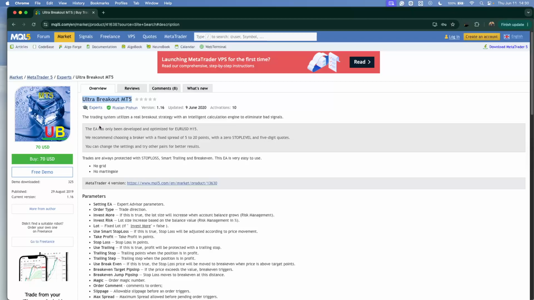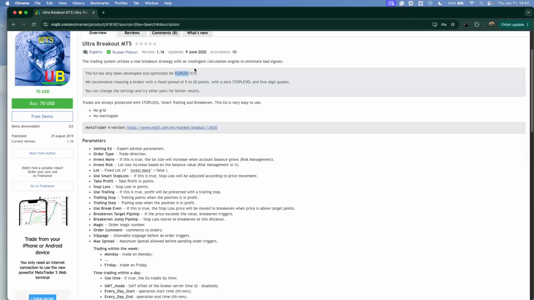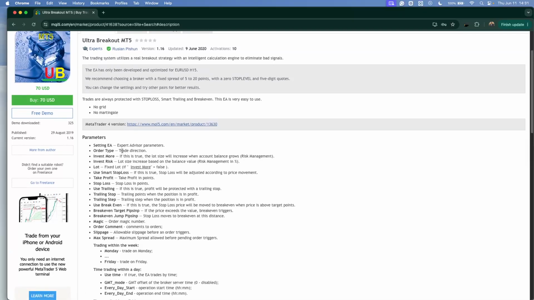Now, without wasting too much of your time, let's get right into the Ultra Breakout expert advisor. It uses a real breakout strategy with an intelligent calculation engine to filter out false signals, and it's developed and optimized for EURUSD on the 15-minute time frame. Though they say you can test it on other pairs, EURUSD is the recommended pair. This is supposed to be 15 minutes and not 15 hours. That's 15 minutes. And the EA looks for genuine breakouts of key levels while avoiding the bad ones that trap most traders. Traders get protected with a stop loss.